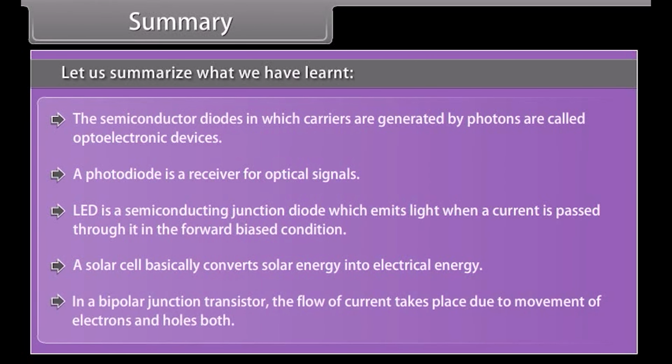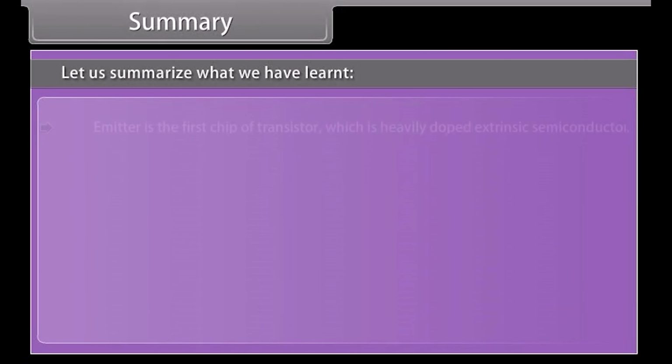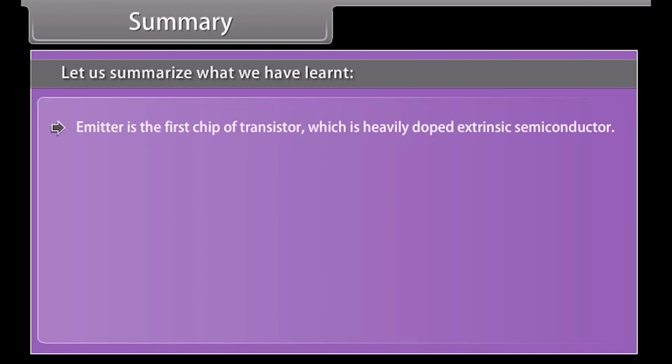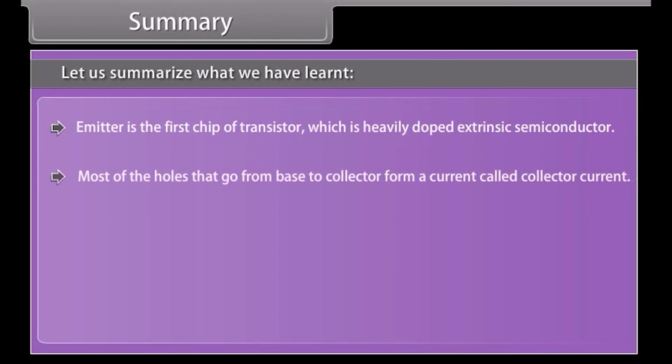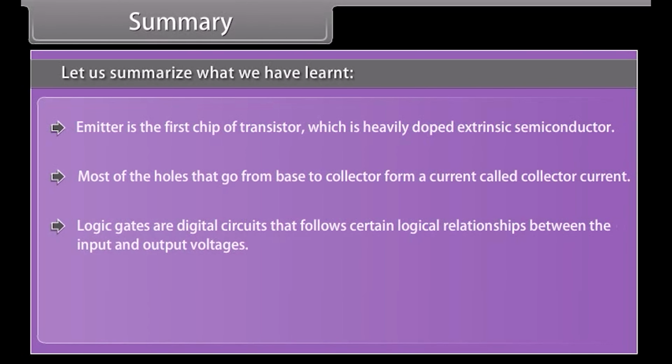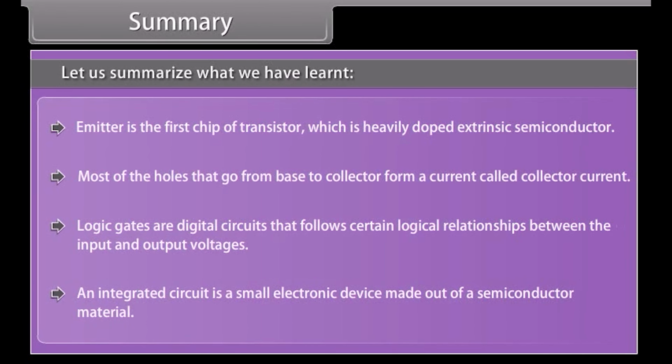In a bipolar junction transistor, the flow of current takes place due to the movement of electrons and holes both. Emitter is the first part of the transistor, which is a heavily doped extrinsic semiconductor. Most of the holes that go from base to collector form a current called collector current. Logic gates are digital circuits that follow certain logical relationships between the input and output voltages. An integrated circuit is a small electronic device made out of a semiconductor material.